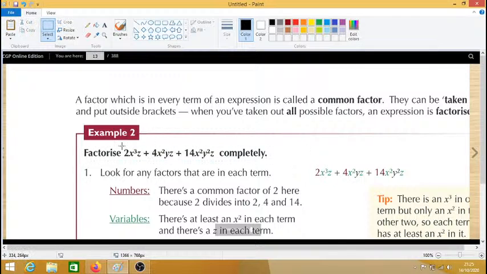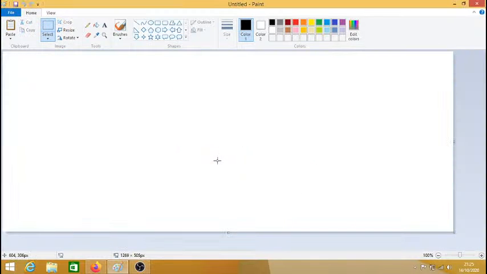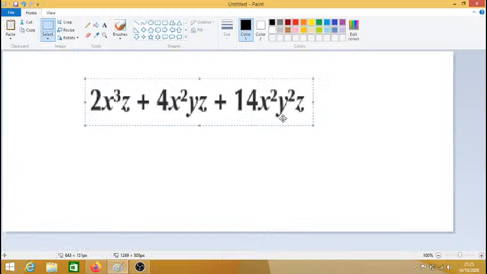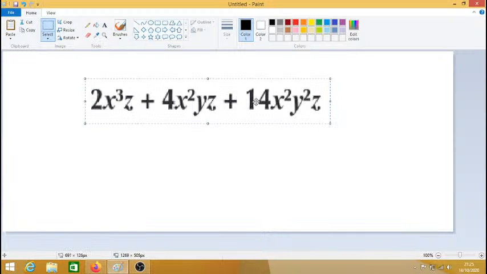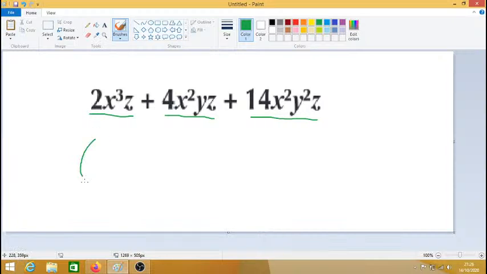Okay, factorize all of this, and we're going to skip the words. You know what needs to be done. What the question's asking for is to factorize this expression here. And I'm going to leave it to you. It's the same technique. Take a look at the terms. Try to think what's the common factor that you can pull out to the front.